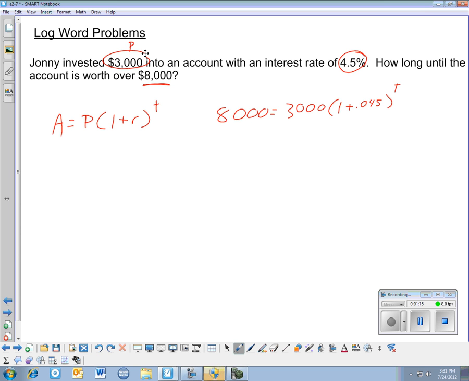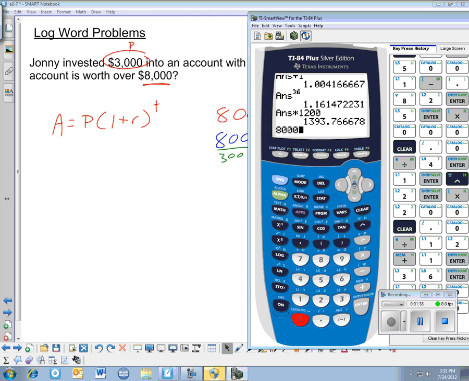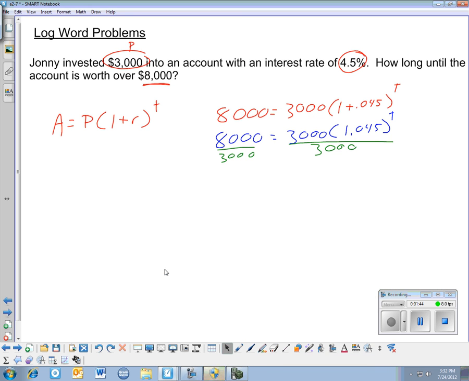That's what we don't know. So we can clean this up a little bit with 8,000 equals 3,000 times 1.045 to the t. And before we worry about that exponent, we could actually divide both sides by the 3,000 to make this even a little bit easier. So on my calculator, I'm going to type 8,000 divided by 3,000, and I get a 2.6 repeating.